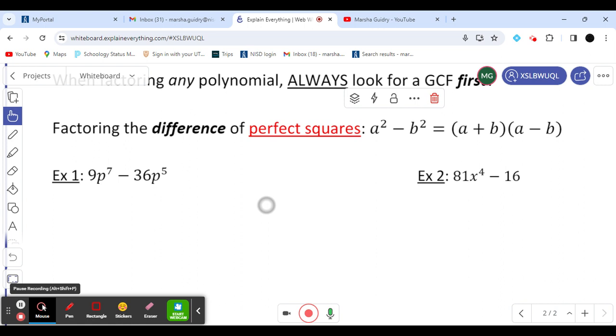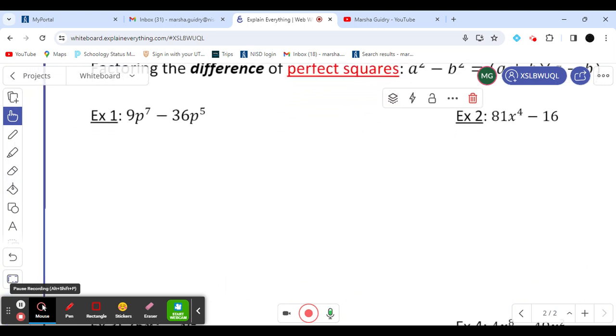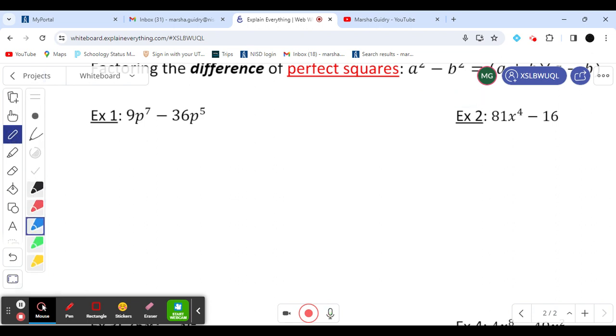All right, let's look at example 1. It says 9p to the 7th power minus 36p to the 5th power. And you guys know we always have to look for a GCF first. Both of these terms are divisible by 9. And I can also factor out a p to the 5th power. They both have a p as a variable, and the 5th power is our lowest exponent. So that's what we can factor out of both of those, 9p to the 5th power.